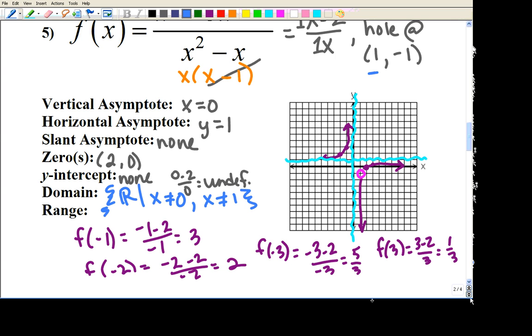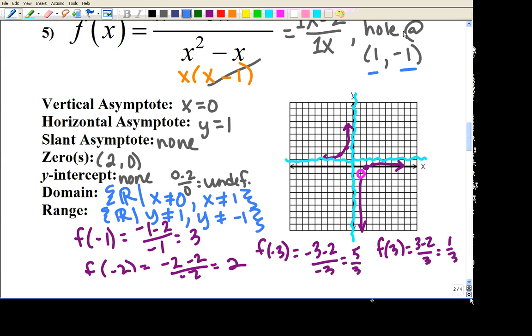For the range, it's the set of all real numbers where y does not equal 1, but also because of the hole in the graph, it will not be equal to negative 1 as well. So if you have a graph that has a hole in it, don't forget to include that hole as part of the domain and range where it cannot be equal to, because it is undefined at that point.